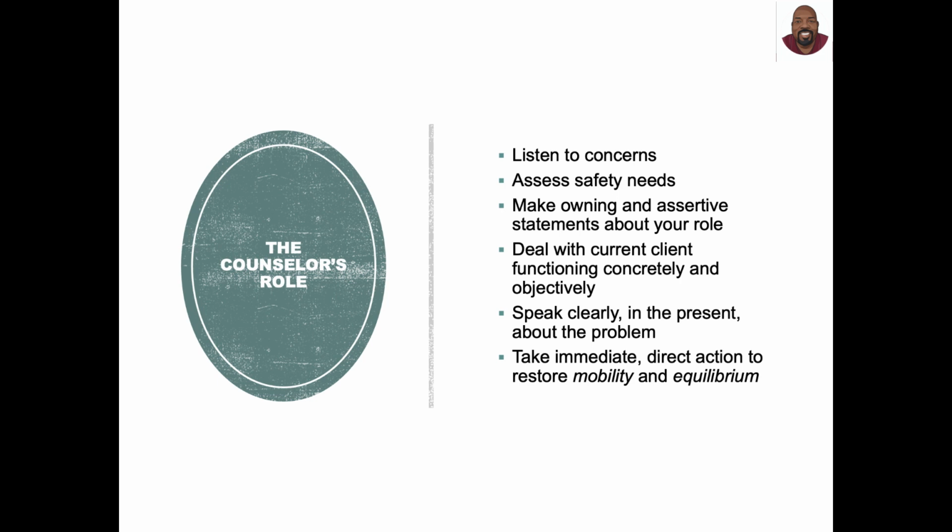Also, deal with current client functioning concretely and objectively. Once again, this is where we have to be careful of any bias that we may have about the situation they are in. If you do have some type of bias, you need to check that at the door and make sure that we're working with that client in crisis and being objective as we're speaking to them. Also, speak clearly in the present and about the problem.